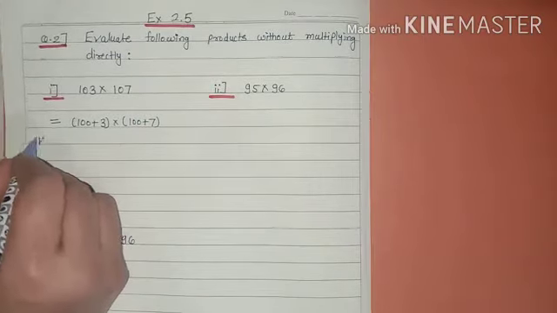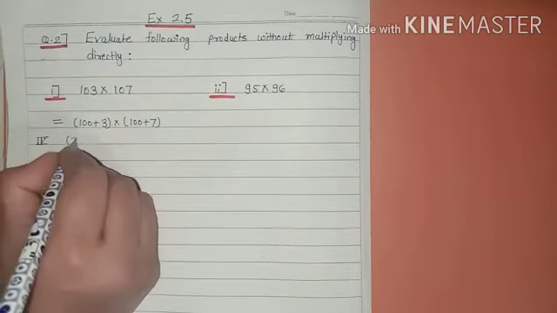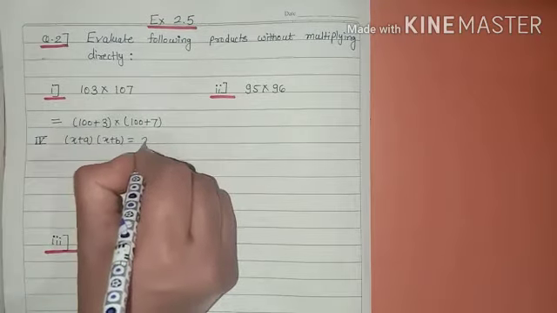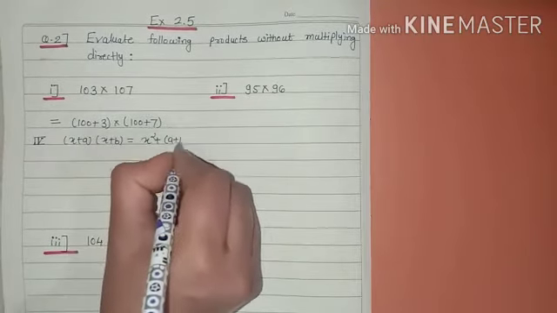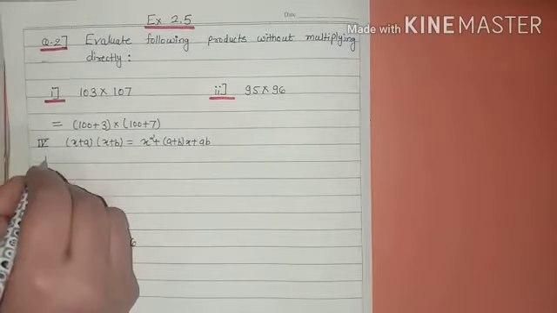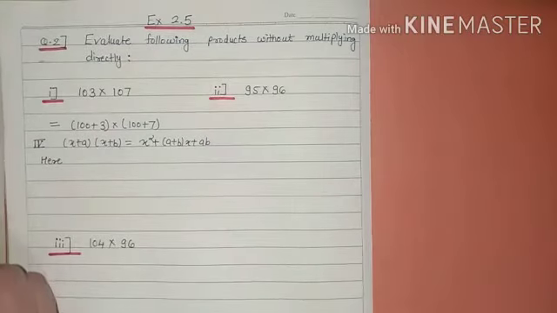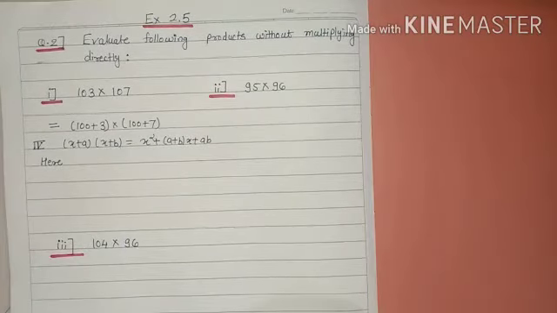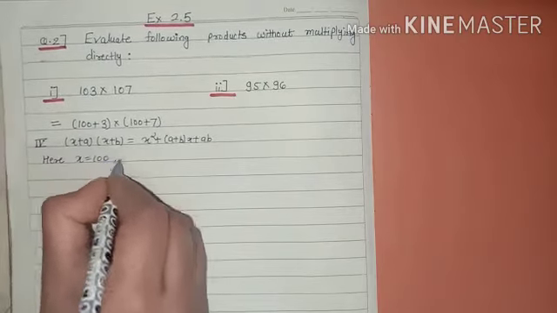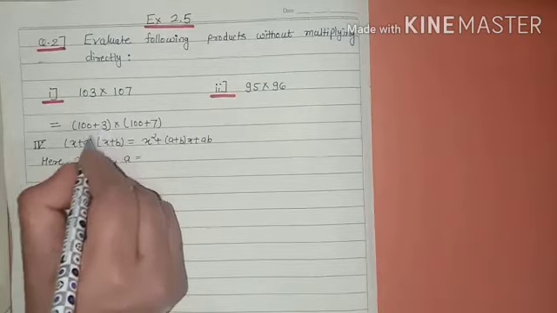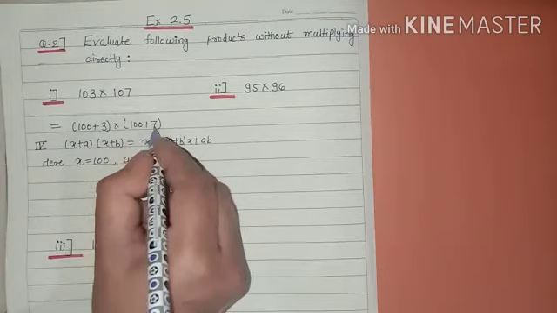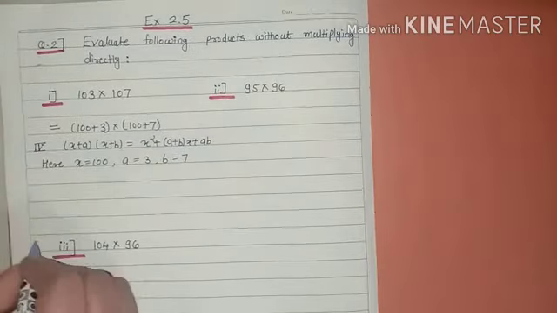We can use the fourth identity, in which (x plus a) into (x plus b) is equal to x square plus (a plus b) into x plus ab. Again we will compare and find the values of a, b and x. Here the value of x is 100, the value of a is 3 and the value of b, in the second bracket, is 7.